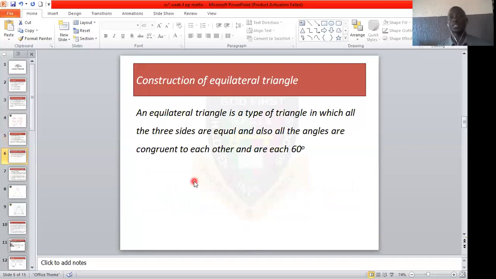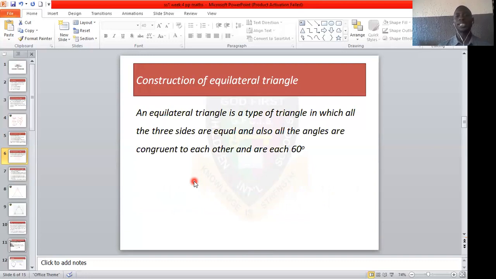Construction of an equilateral triangle. We all know what an equilateral triangle is. That is, all sides of a triangle are equal, and the sum of angles in a triangle generally is 180. So in an equilateral triangle, all these angles are equal to 60, 60, 60. So let's take the note.